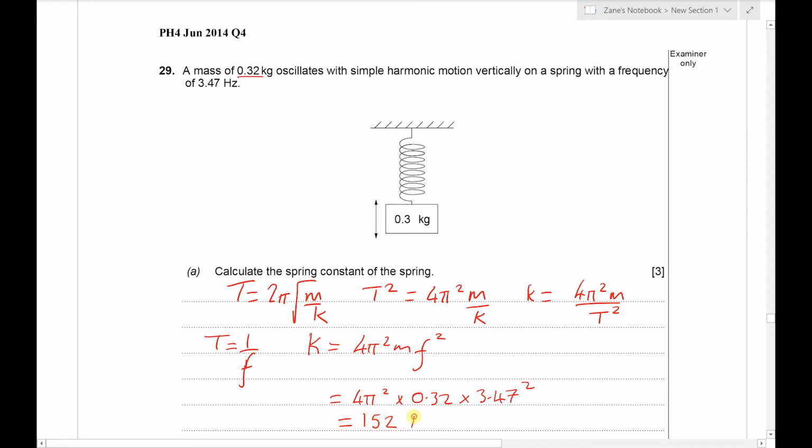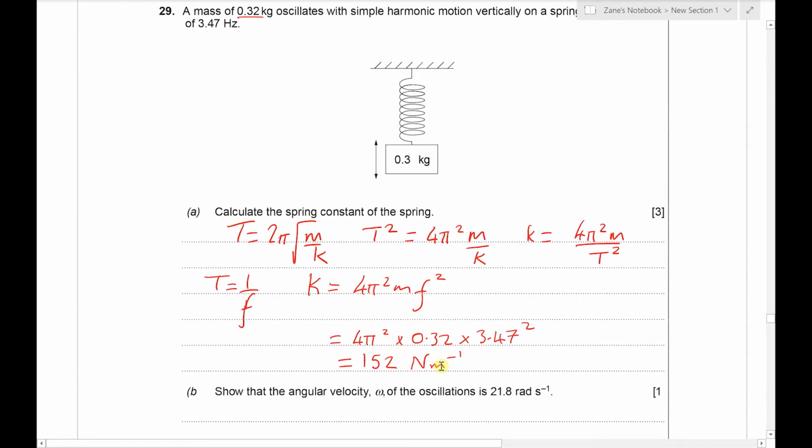Now we mustn't forget the unit. The spring constant unit of newtons per meter is a very common one for exam questions for the unit mark, so never forget that one.